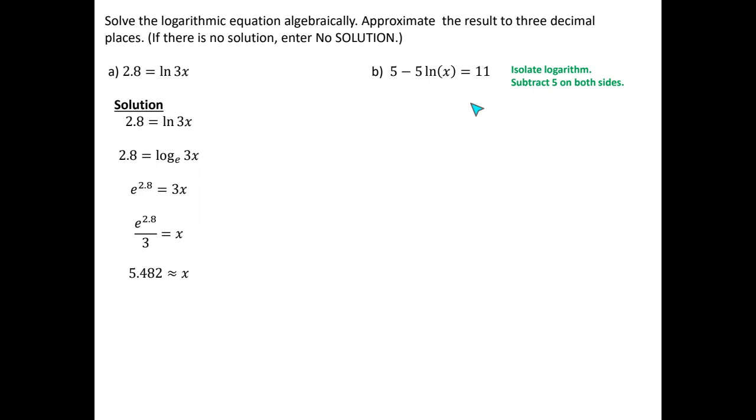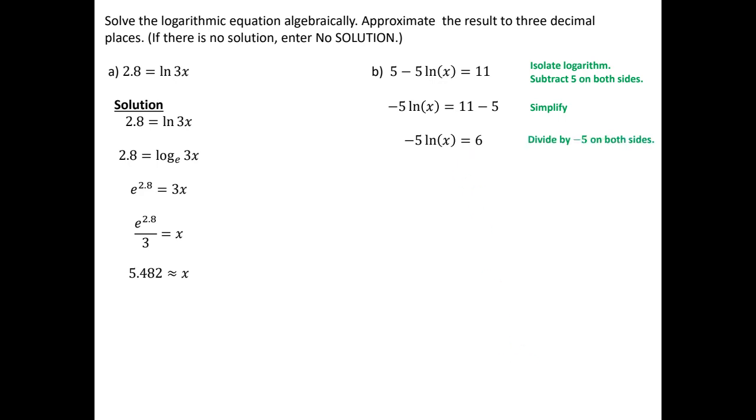So on the next one, we're going to subtract 5 first so that we can leave that natural log by itself. And so we end up with -5 natural log of x equals 6. We can divide by -5 on both sides. And now we have x over here by itself.